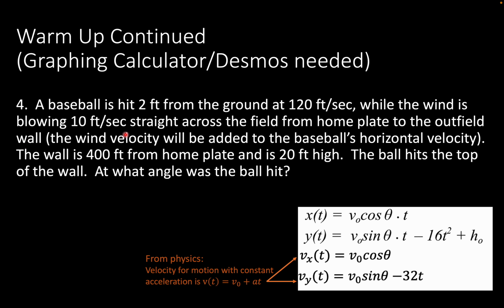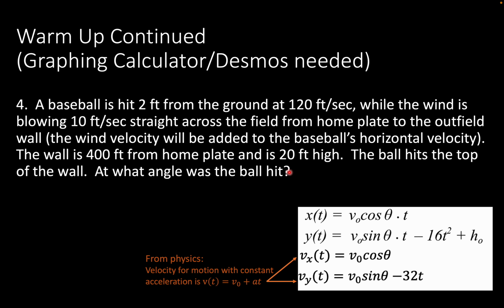What we will do with this velocity or speed, we will add that to the baseball's horizontal velocity. There's a wall 400 feet from home plate that is 20 feet high. The ball hits exactly the top of the wall, and we are interested in knowing at what angle was the ball hit. So what was the initial angle under which the baseball started this motion?